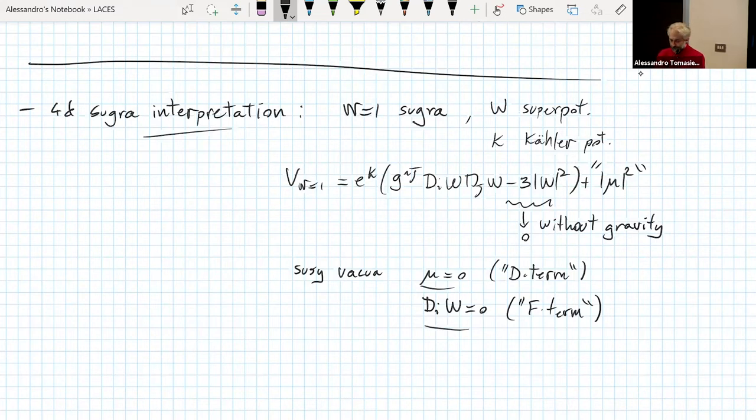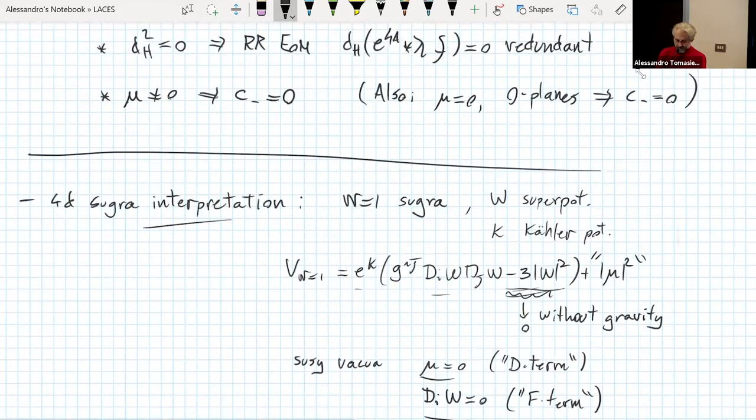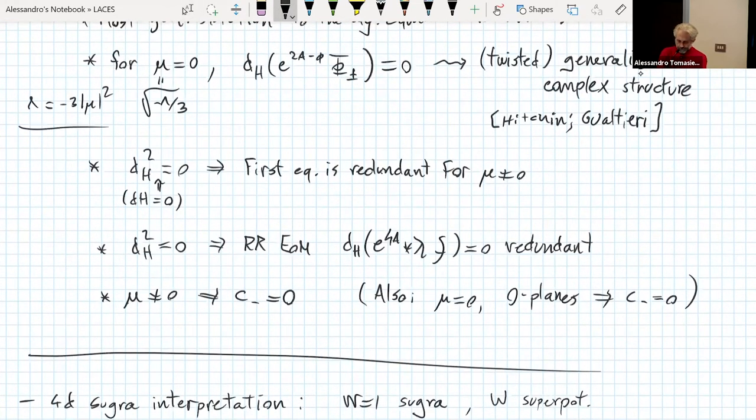Well, in particular then we see that if you set this to zero, this will go to zero. Only this new term remains, which means that there is a cosmological constant, a negative cosmological constant. And by the way, you see then that the cosmological constant is just minus three e to the K W squared, and you see that this is reminiscent of this formula. So mu is nothing but e to the K W.